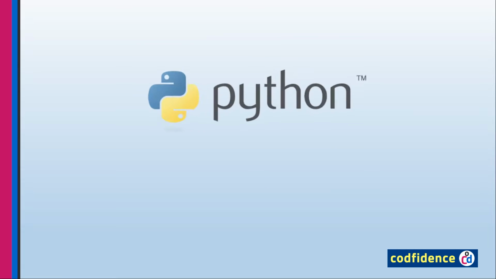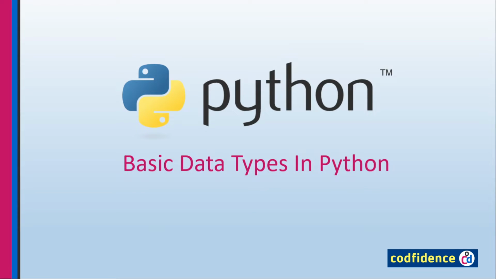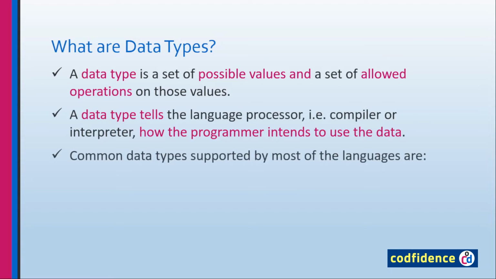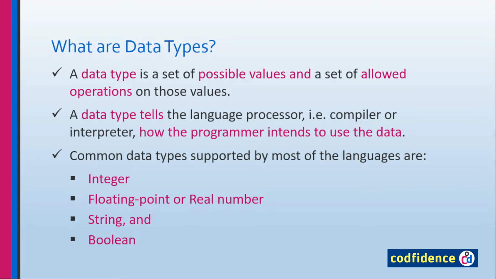My name is Binu and today we are going to learn basic data types in Python. A data type is a set of possible values and a set of allowed operations on those values. A data type tells the language processor, that is compiler or interpreter, how the programmer intends to use the data. Common data types supported by most of the languages are integer, floating point or real number, string, and boolean.